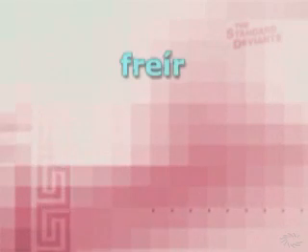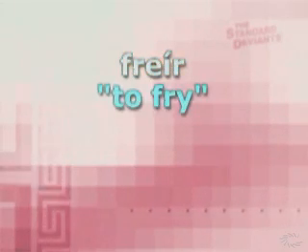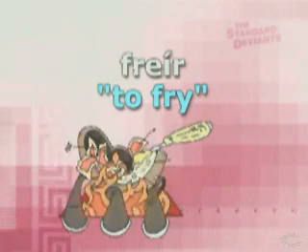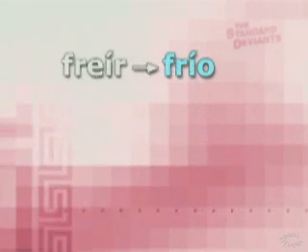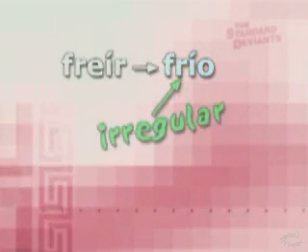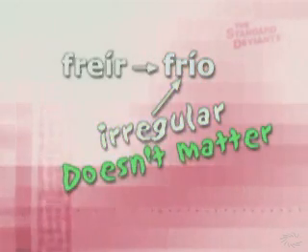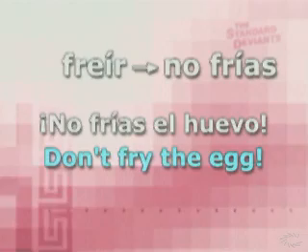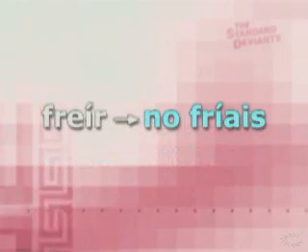Take a look at the verb freír, which means to fry. Now say you want eggs with your bacon, but you don't want your egg fried. You take the yo form of freír, which is frío. Yep, it's irregular, but that doesn't matter. We just knock off the O and add as. No frías el huevo. Don't fry the egg. If you were asking more than one person not to fry the egg, you'd say, no friáis. Of course. So that's the deal for normal, positive, and negative informal commands.